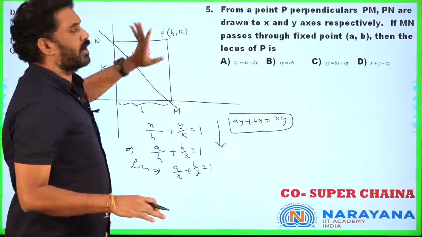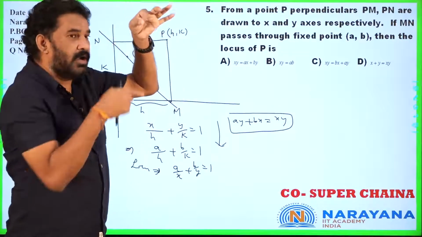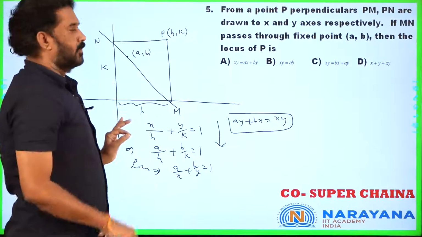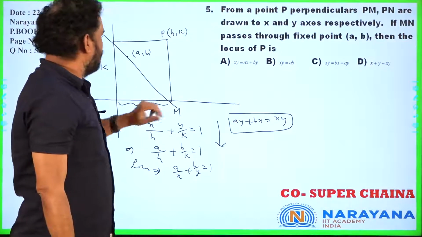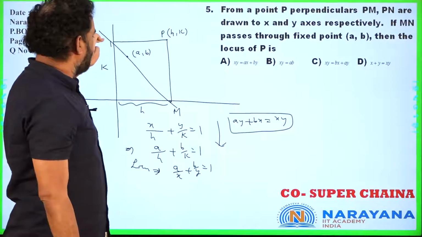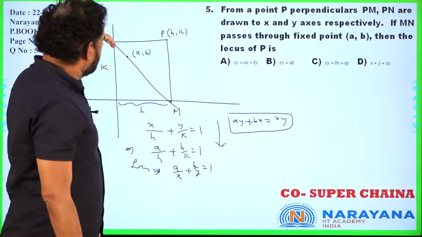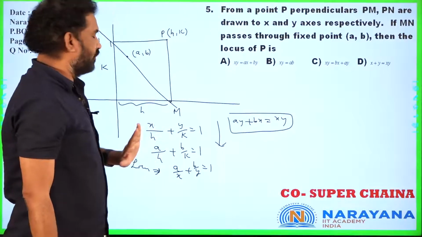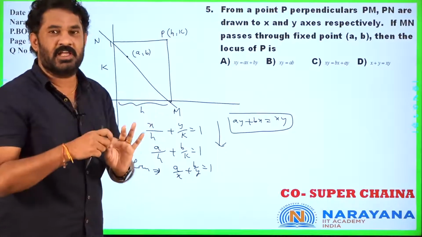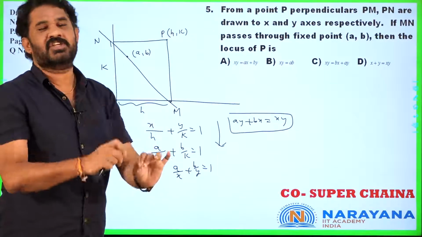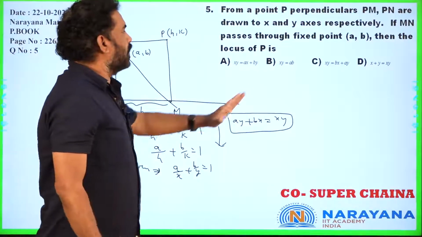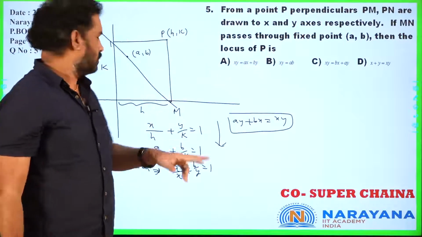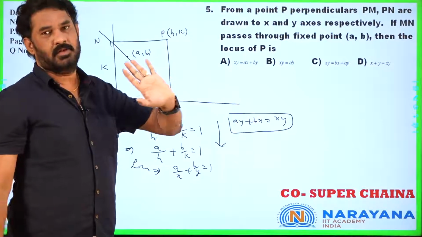A variable point P is there, from which perpendiculars are drawn on the x-axis and y-axis. So this is the x-coordinate, which is the x-intercept of the line MN, and k is the y-intercept of the line MN. So the equation of MN is given by this one. To get the locus, definitely they would give a condition in the problem. In this problem, what condition is given? The line passes through the point (a, b). Substituted. Finally, I got the locus equation. Right?